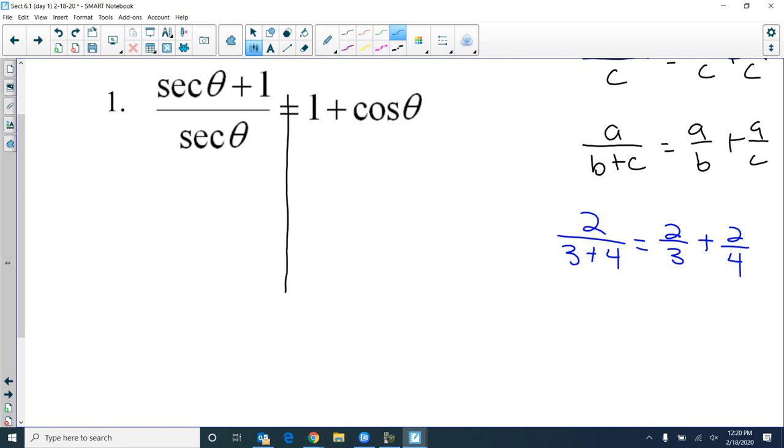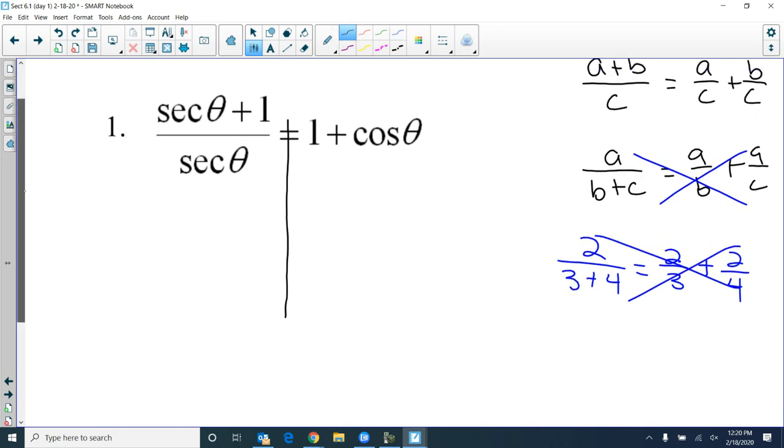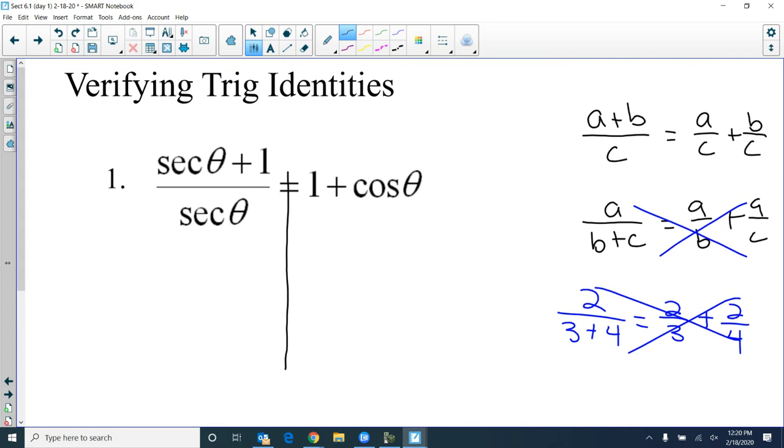Okay, all right. So, and this is going to come up. Can we take that and break it apart? No? The first one's okay. What's your idea, Joe? Do what you said first. So have secant of theta over secant of theta plus 1 over secant of theta. Okay, we can just split this up. And the left side's going to be 1. And secant theta over secant theta is 1.